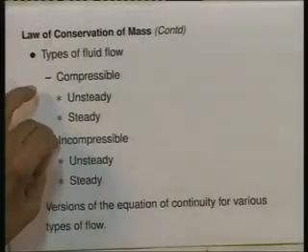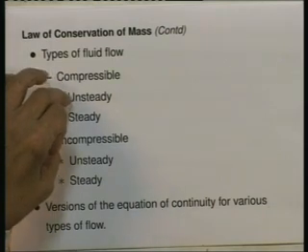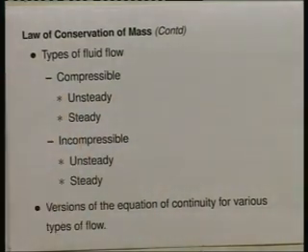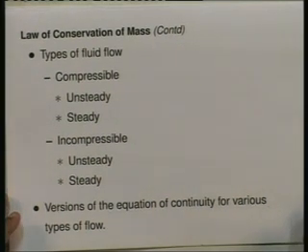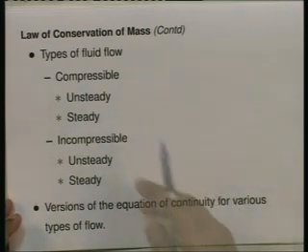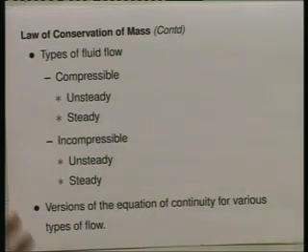So, we have 4 types really, compressible and incompressible, and each of them can be steady or unsteady. Now, we can write down simplified versions of the equation of continuity for these 4 types of flow that I mentioned. Let us go back to the equation that we had a moment ago. I am going back again to that equation.